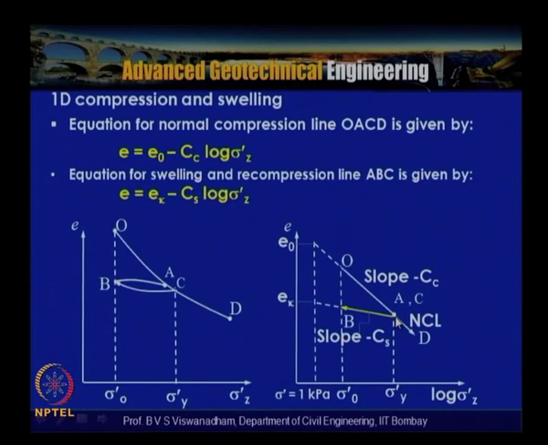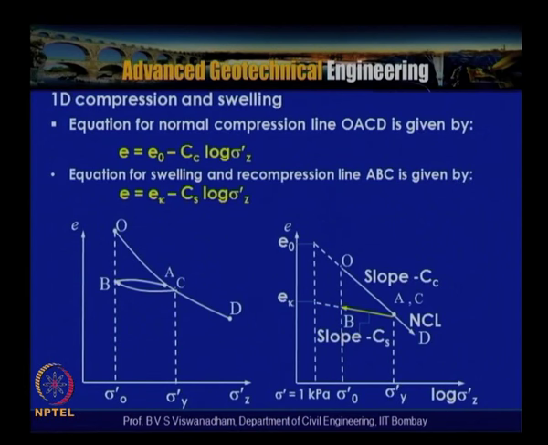Points A and C are at this point in the log sigma dash z plot, and B is at this point, at the end of swelling or unloading. You can see that sigma naught dash is the overburden pressure here, and sigma dash y is the yield stress here. And e kappa is at this particular point where the recompression or the swelling was complete.